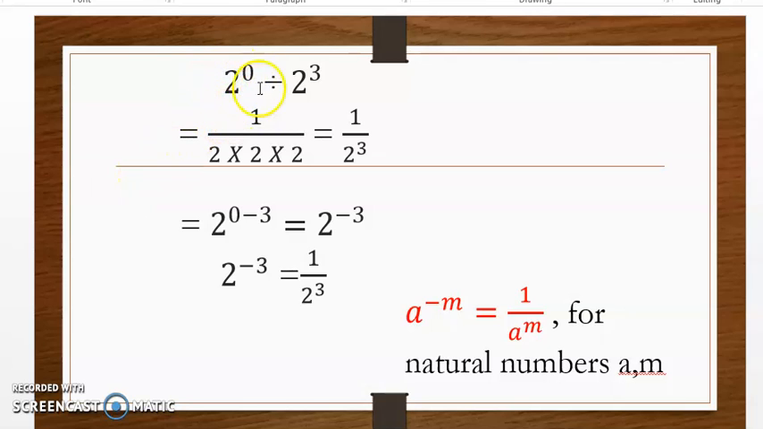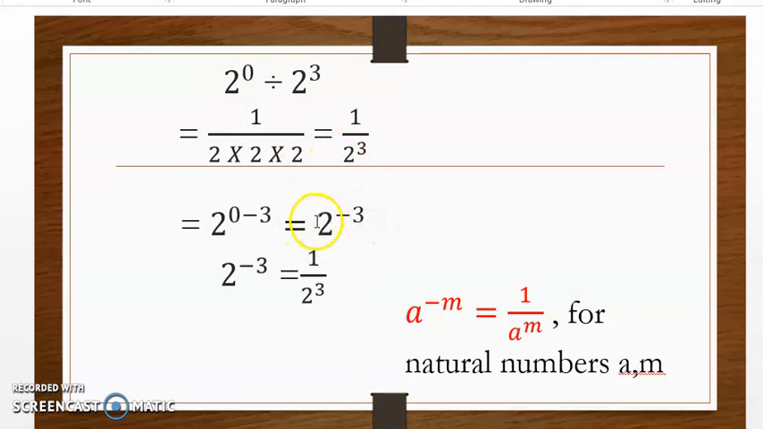Okay, now let us try dividing 2 to the power 0 divided by 2 to the power 3. So 2 to the power 0 is 1, divided by 2 to the power 3 is 2 into 2 into 2. So that is 1 by 2 to the power 3. So while subtracting the powers, we have the common base. So for division, we have to subtract the powers. So we have 2 to the power 0 minus 3, which is 2 to the power minus 3. So in one equation, we have 2 to the power 0 divided by 2 to the power 3 is 1 by 2 to the power 3.